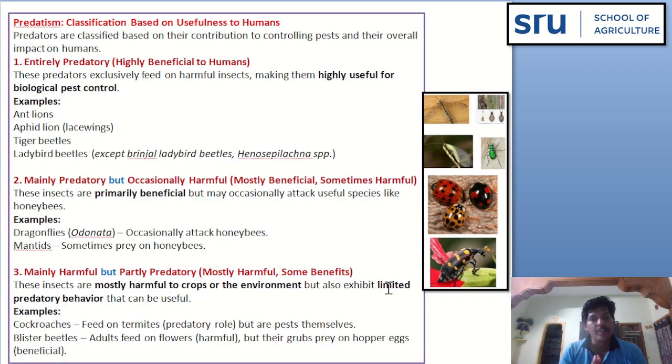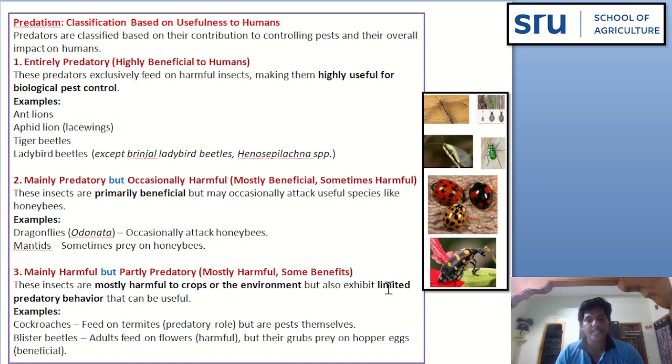See here, classification of predators based on their usefulness to humans. How they are useful, how much they are useful. Entirely predatory means they are highly beneficial to humans. For example, ant lion, aphid lion, tiger beetle, and ladybird beetles. They feed on various other organisms such as insects and manage them. They do not do any harm to humans. Therefore, they are entirely predatory or highly beneficial to humans.